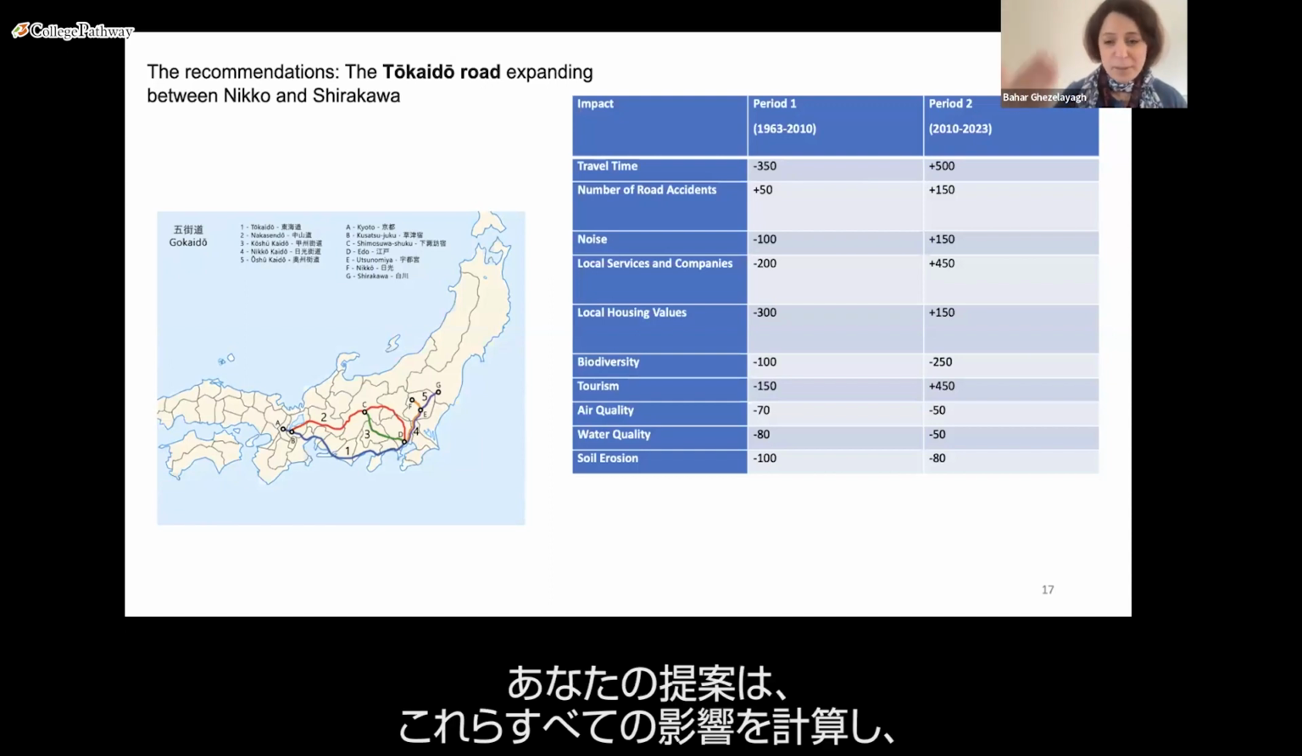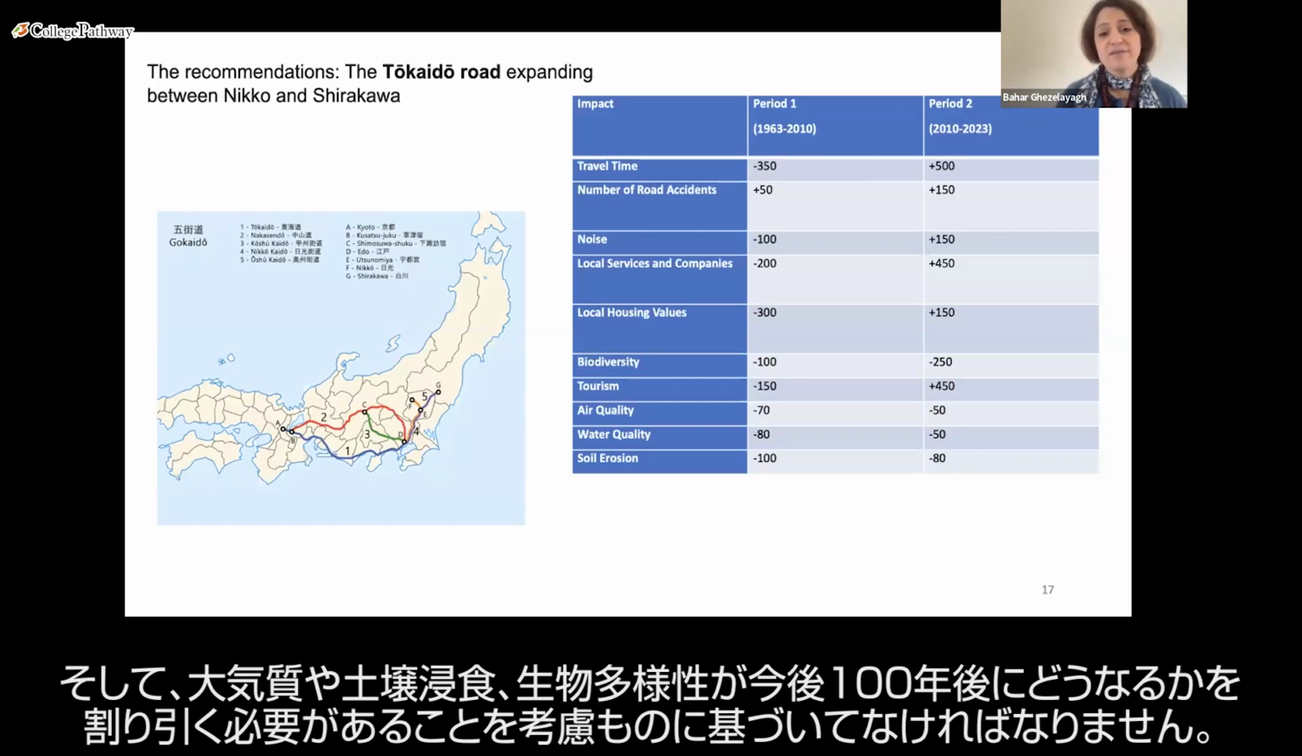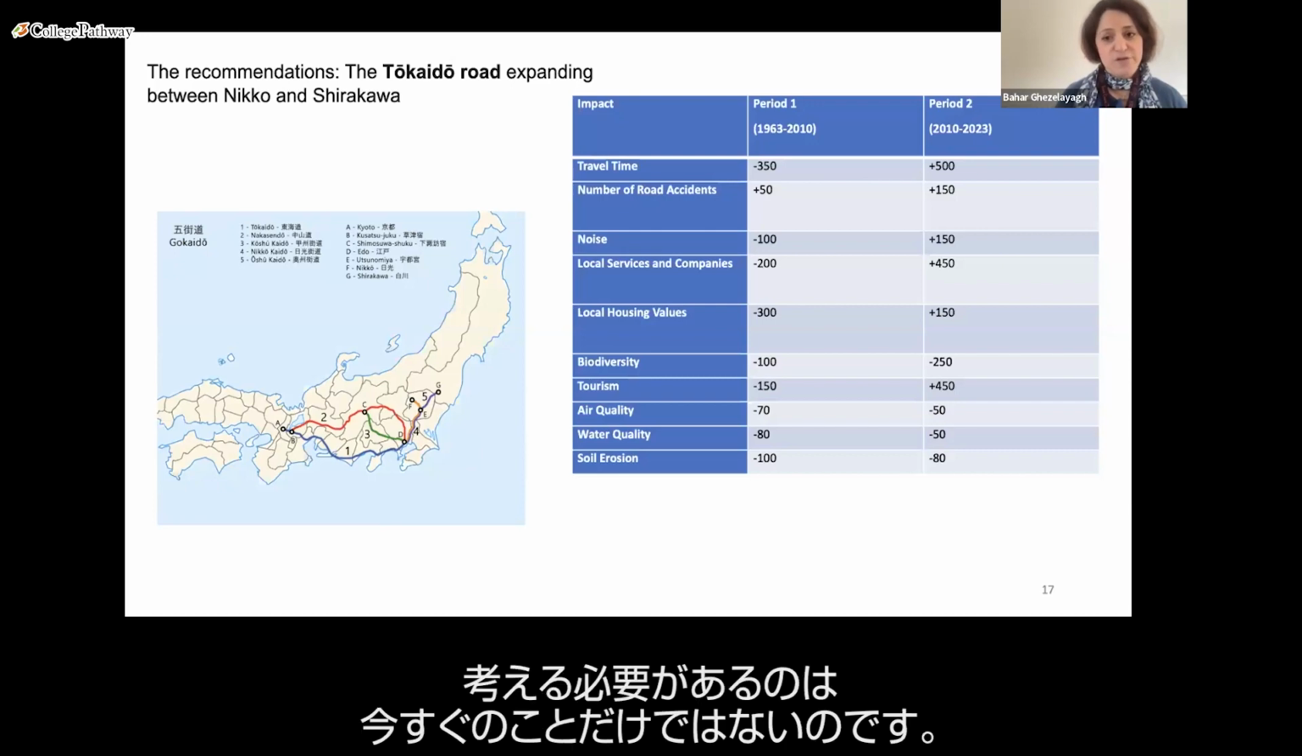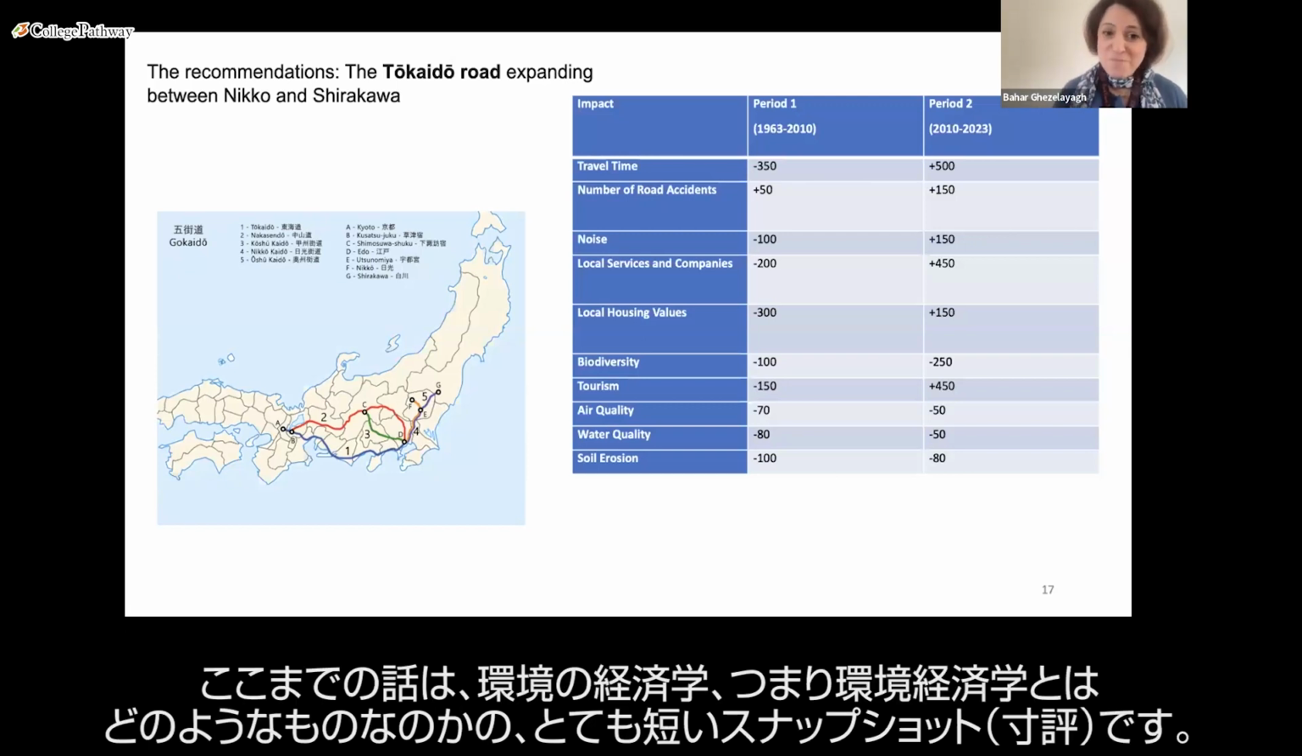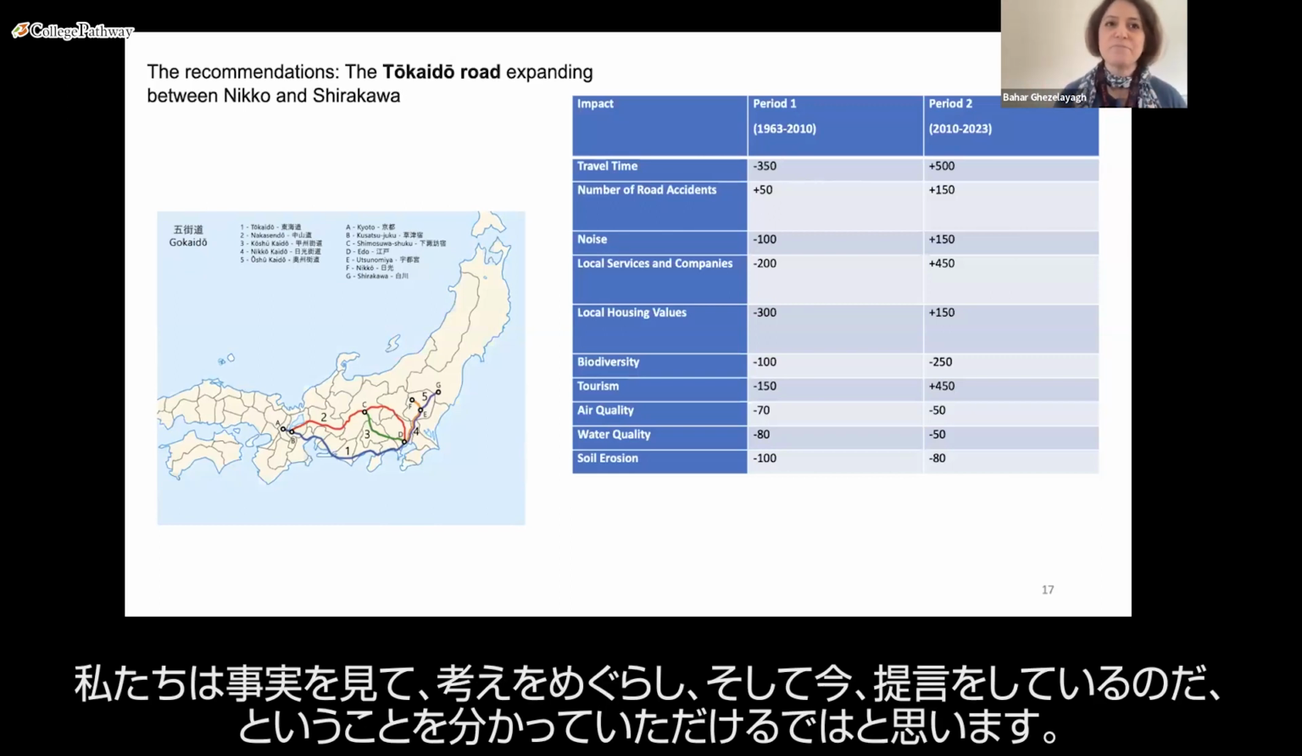So your recommendation is going to be based on what you come up with, taking all of these impacts into account, and taking into account that I also need to discount what air quality and soil erosion and biodiversity is going to be in the next 100 years. It's not just right now that I need to think about. So this is a very brief snapshot of what the economics of environment or what environmental economics is about. Hopefully you've seen that we looked at facts, we done some thinking, and now we are making recommendations.